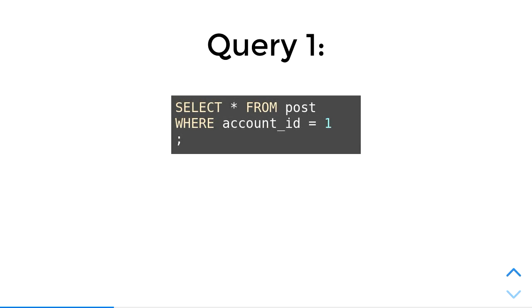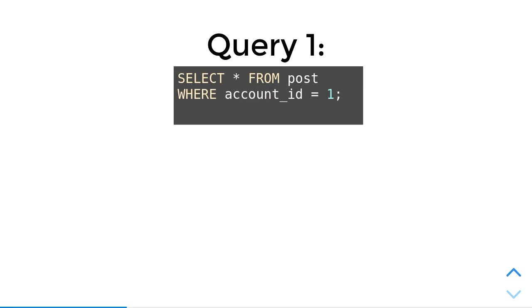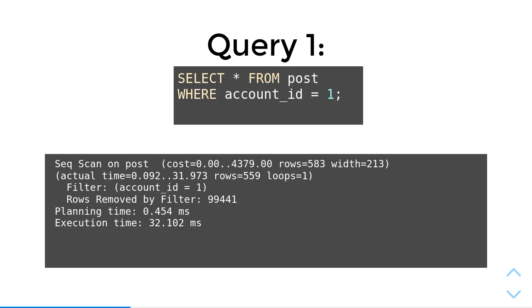So here's our first query, pretty straightforward to anyone familiar with SQL. We're going to get everything from the post table where the account ID is our account number. And I'm going to analyze what Postgres does by using EXPLAIN ANALYZE. That's going to get Postgres to output its query plan, what it plans to do to satisfy this query. Here it is. We see it plans to do a sequential scan on the post table, and it's going to cost about 4,379.